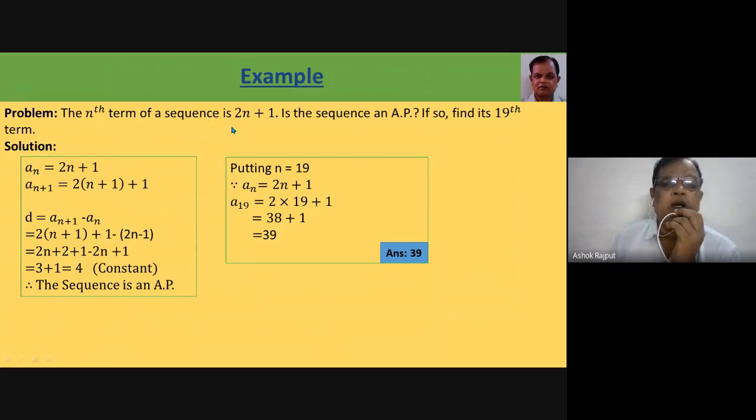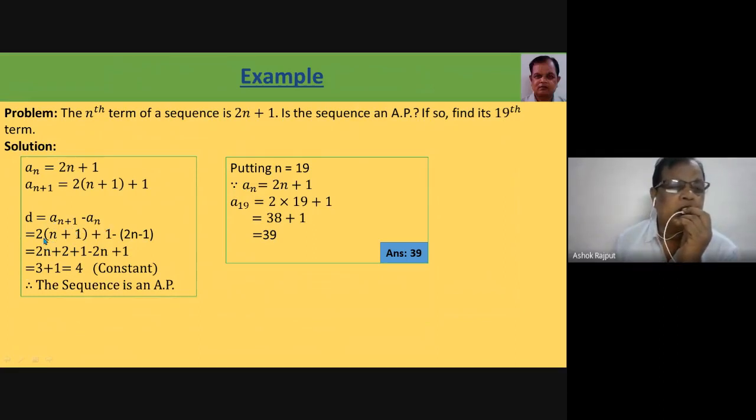First we prove whether this sequence is in AP. As an is given, an = 2n + 1. So we will find the next term also. a(n+1) = 2(n+1) + 1. Now we know the nth term and its next term, so we will find the common difference. Common difference is the next term minus the previous term. So next term is a(n+1) and previous term is an.